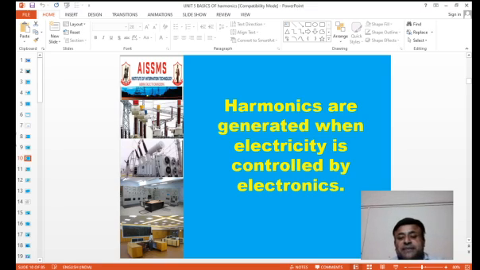Harmonics are generated when electricity is controlled by electronics. So the reason behind the formation of a distorted wave or having different components is attributed to electronics. Modern electronic devices and circuits are the main culprits in the generation of high order harmonics.